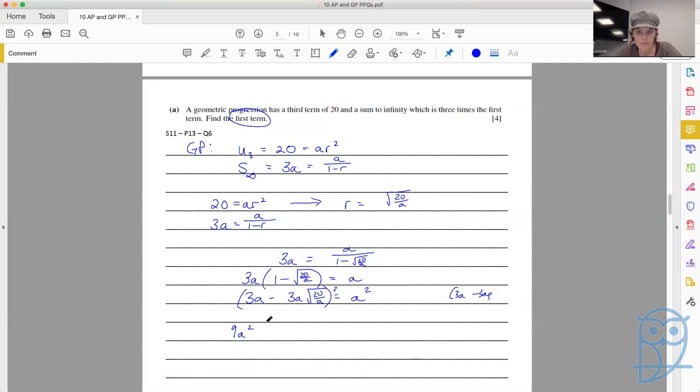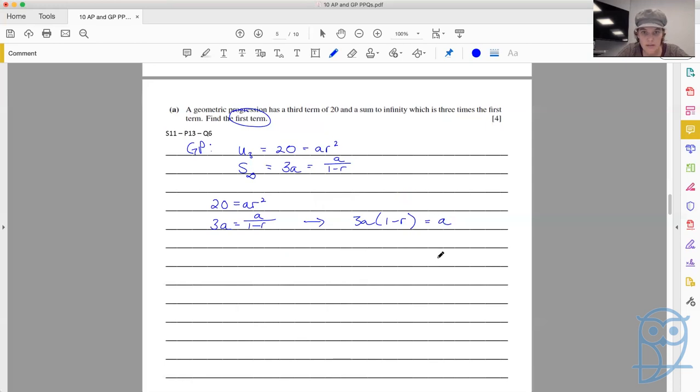Rewind. Okay, we have another alternative suggestion that has come in. Divide by 3a to find r, then substitute r in that nonsense. Okay, let's try that route. So this is 3a times 1 minus r equals a. See, if we divide by the 3a, our a's are going to cancel.